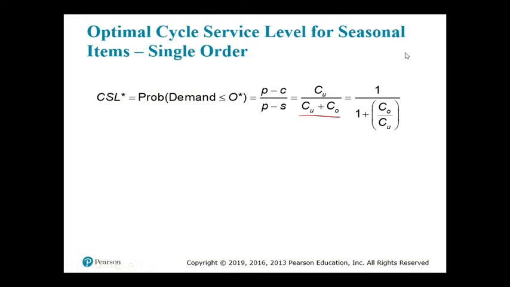And the higher the cost of over-ordering, that means our desired service level should be higher or lower? Lower. If the over-ordering cost is higher, then CSL star should be lower. Yep. And if the under-ordering cost is higher, then that means our service level should be high. Okay.